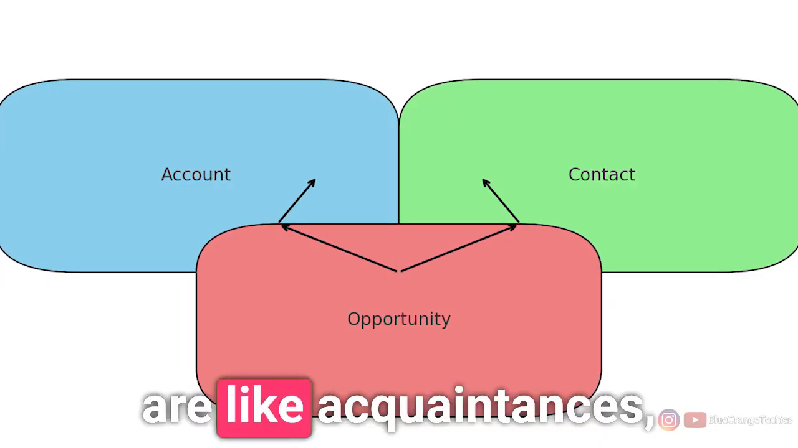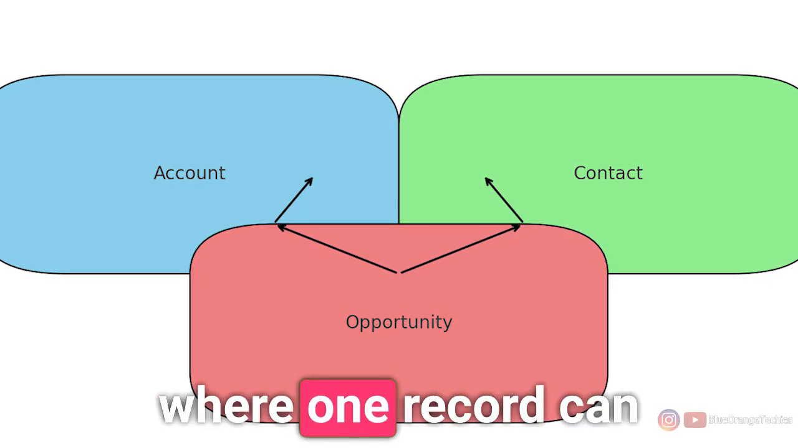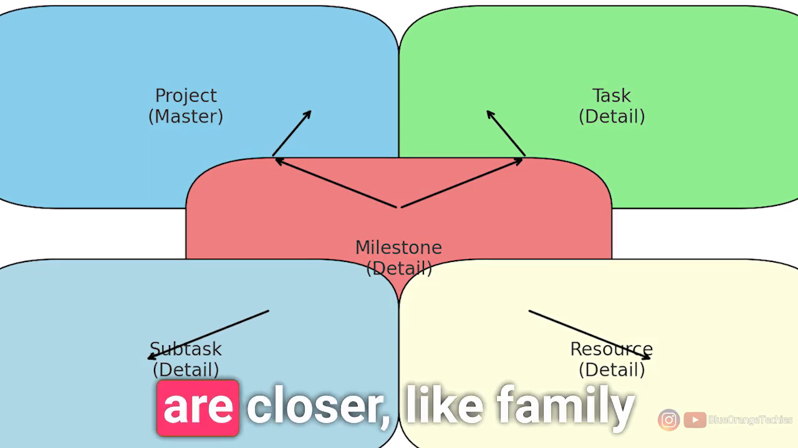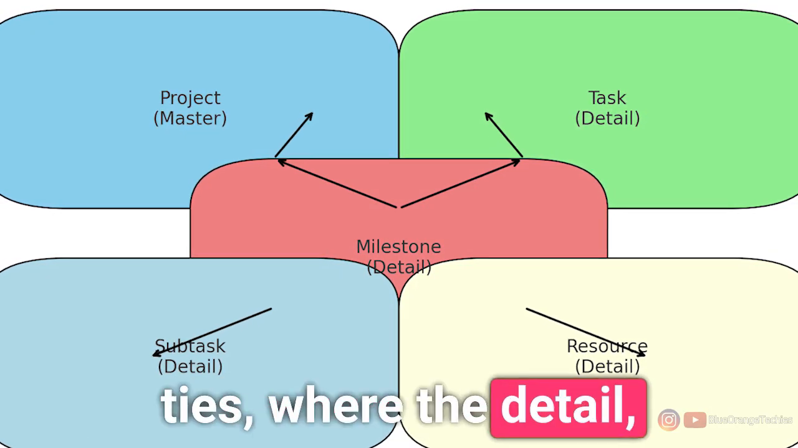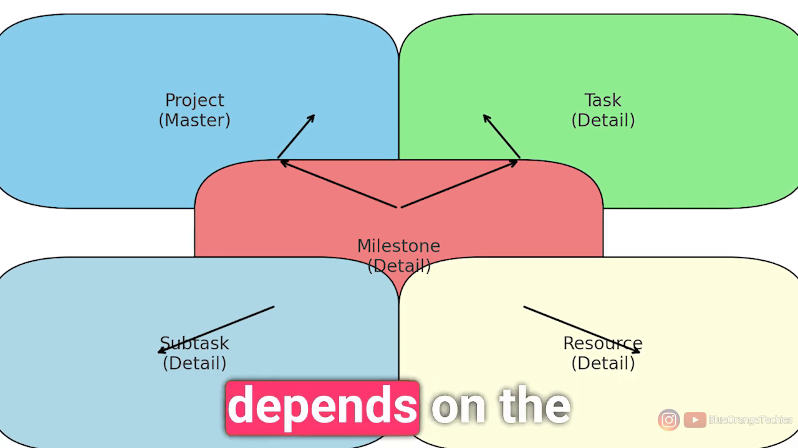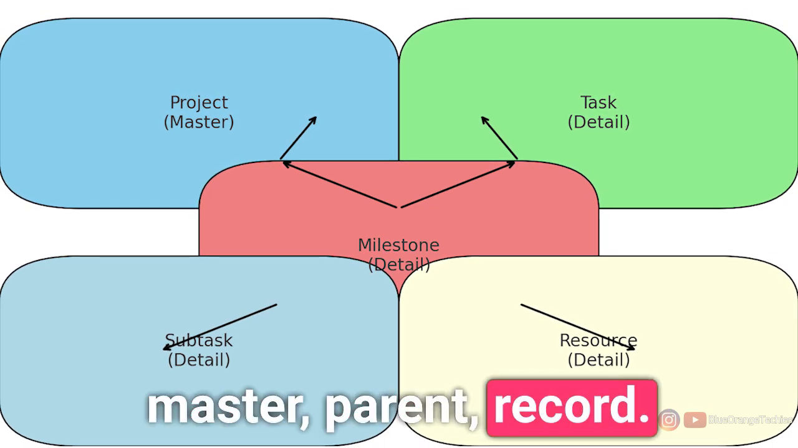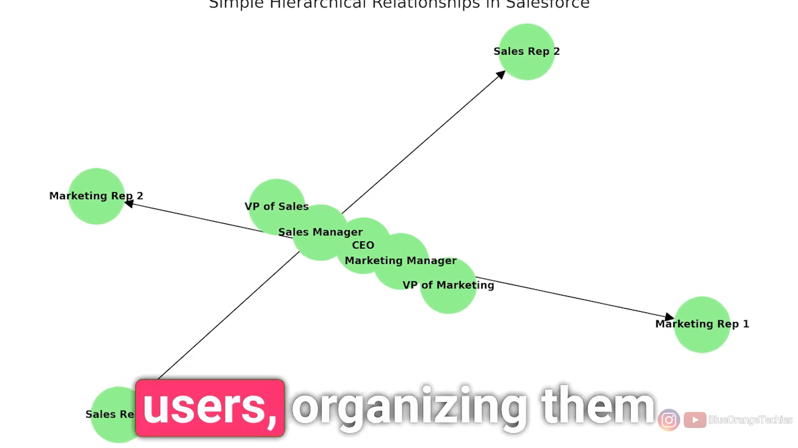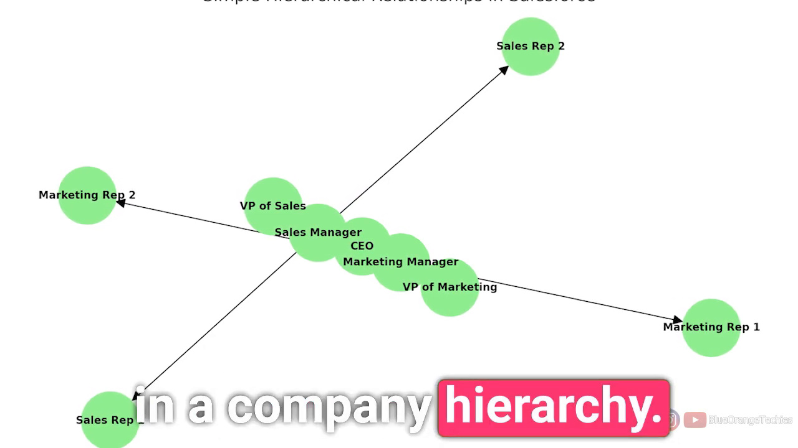Lookup relationships are like acquaintances, loose connections where one record can relate to many others. Master detail relationships are closer, like family ties, where the detail, child, record's existence depends on the master, parent, record. Hierarchical relationships are used specifically for users, organizing them in a company hierarchy.